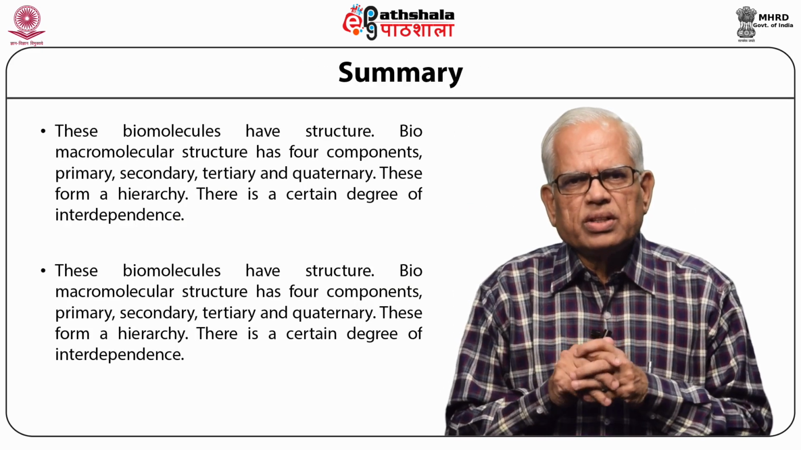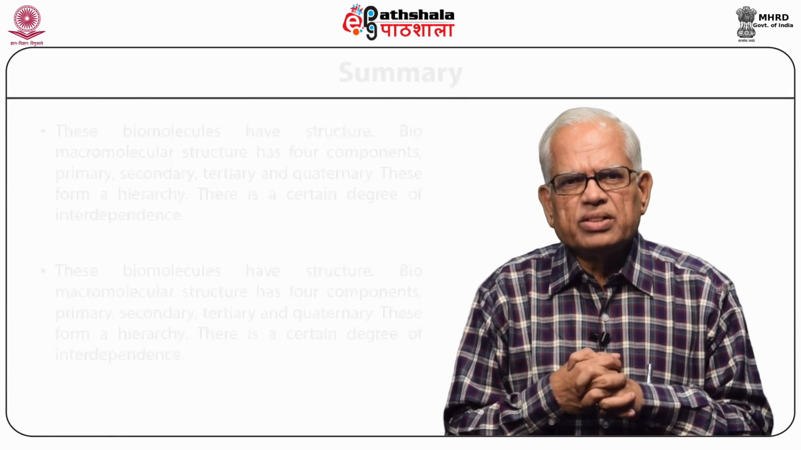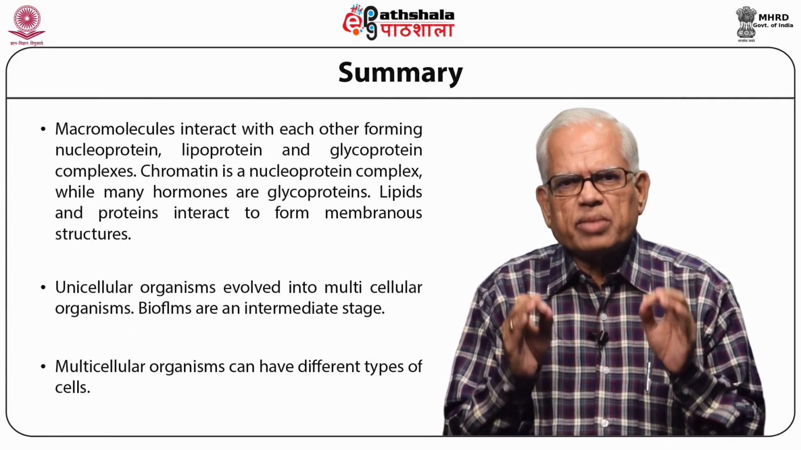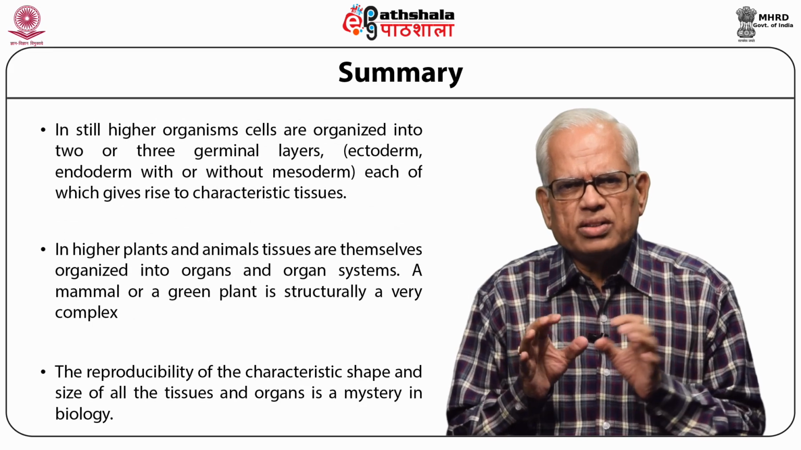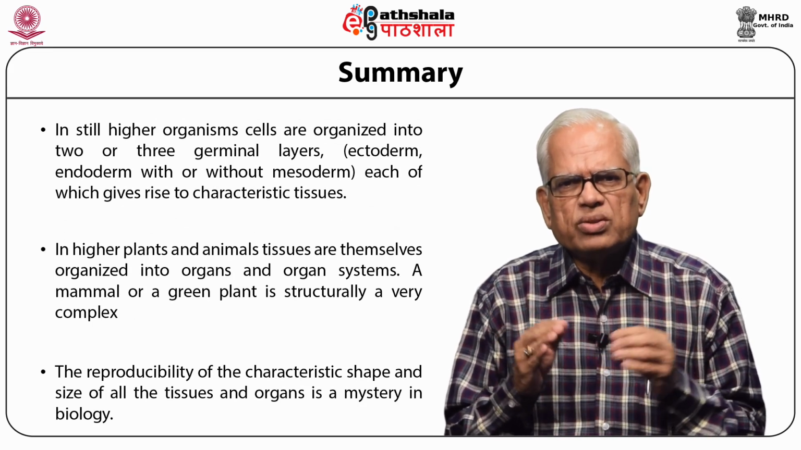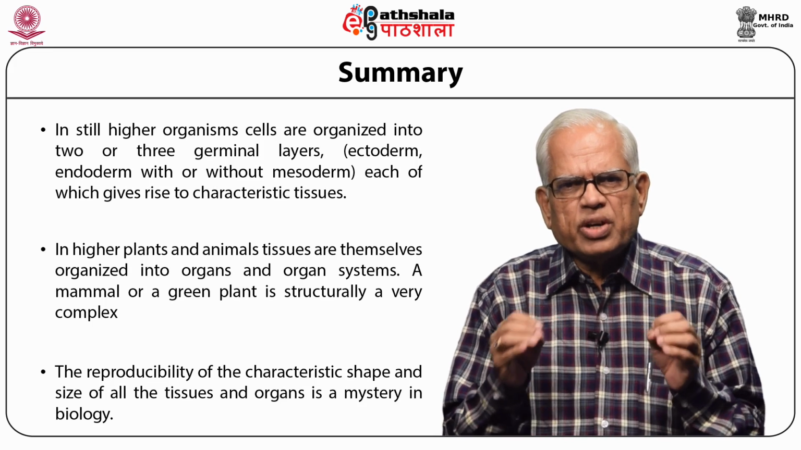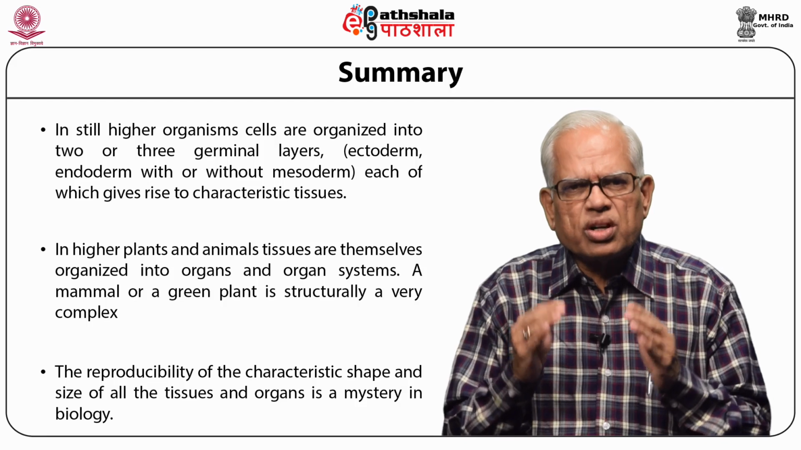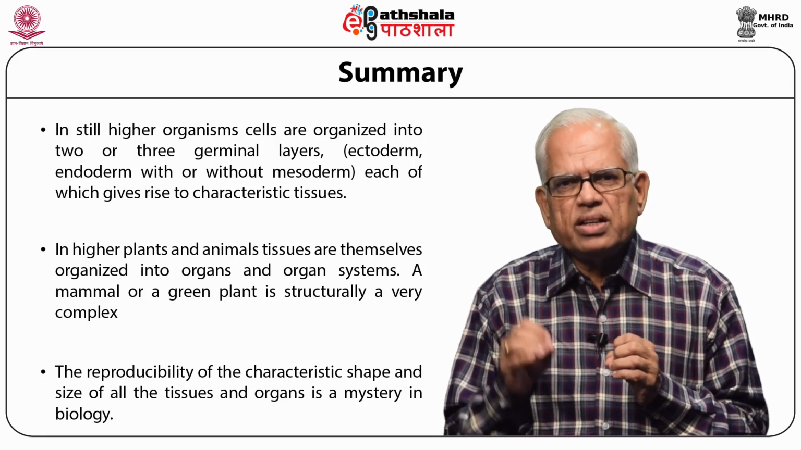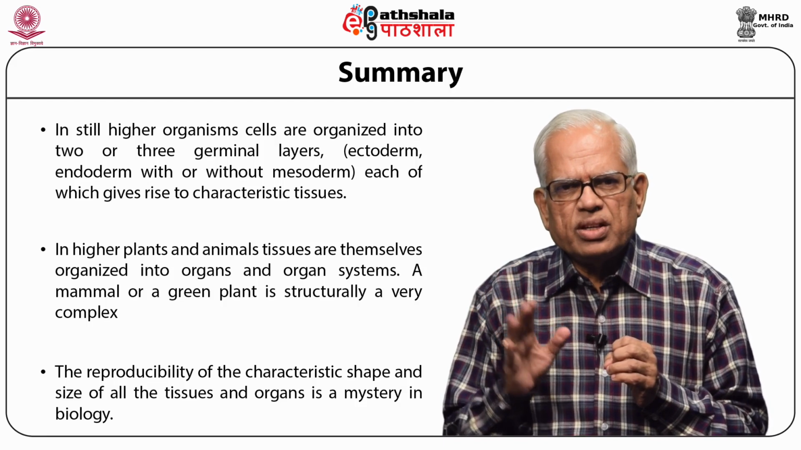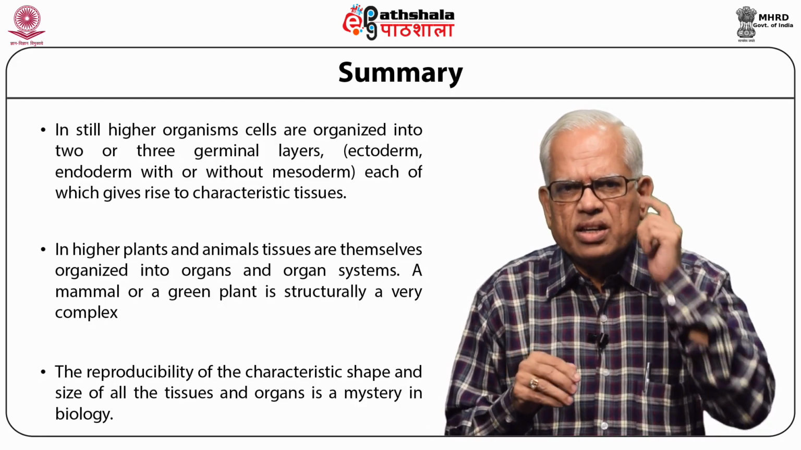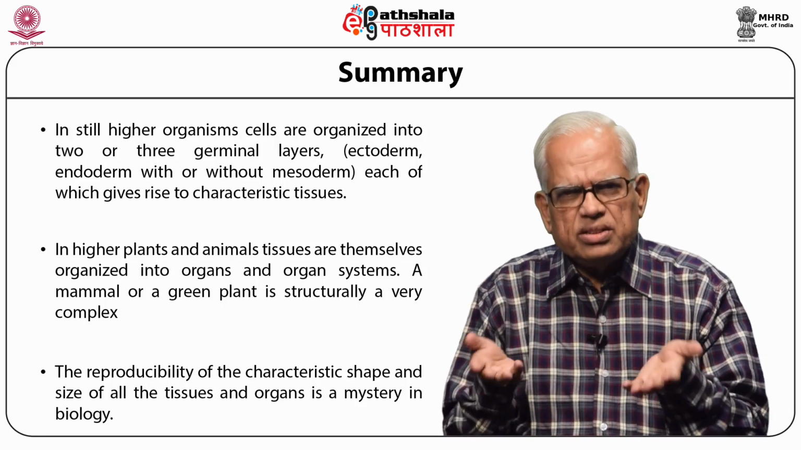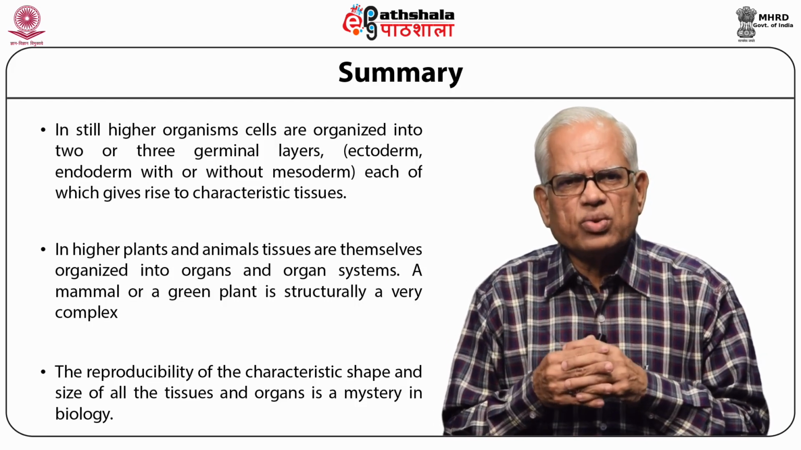So students, let us now summarize what we have learned from this module. Living organisms are made of molecules big and small. They are also called macromolecules and micromolecules. These biomolecules have structure. Biomacromolecular structure has 4 components: primary, secondary, tertiary and quaternary. These form a hierarchy. There is a certain degree of interdependence. Primary structure gives rise to secondary, tertiary and quaternary.